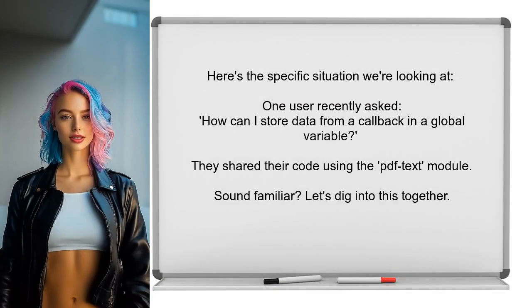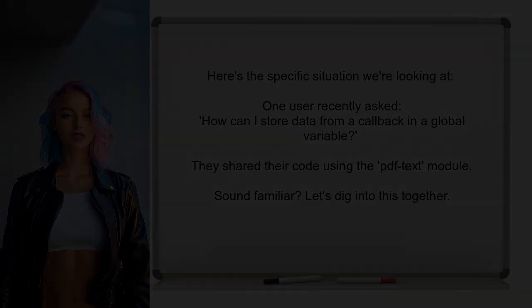Here's the specific situation we're looking at. One user recently asked, "How can I store data from a callback in a global variable?" They shared their code using the PDF text module and expressed their frustration about not being able to access the data outside the callback. Sound familiar? Let's dig into this together.